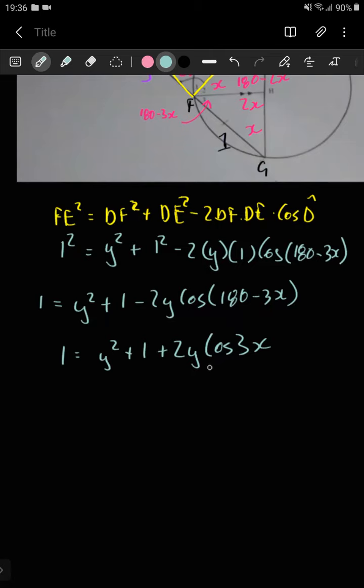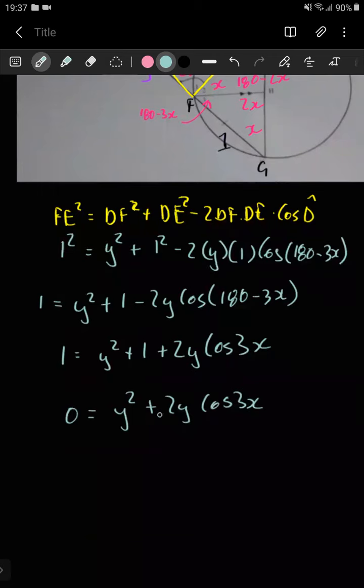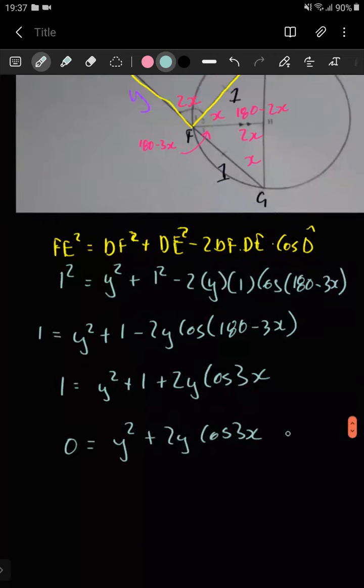Now what are we trying to do? We're trying to get everything on one side here, 1 minus the 1 there. You're going to have 0, and then you have y squared plus 2y cos 3x. The only issue here is we have an equation that has both x and y. So I think we could have two equations that both have x and y and then solve for x and y simultaneously. Because from here, it's going to be a bit difficult to isolate something. If you isolate x, that's going to be a mess. Let's leave this like this for now.